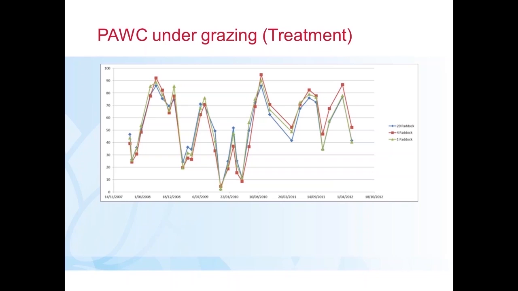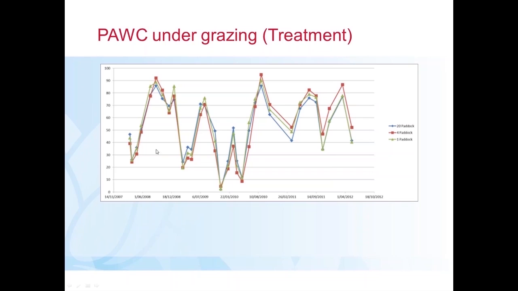And we had a couple of different grazing treatments. We were looking at what effect, if any, cell grazing or time-controlled grazing had on soil water. So we had same-size paddocks, and the one size was either divided into 20 paddocks, 4 paddocks, or 1 paddock. Then we monitored soil water under those different treatments, and you can see that there was very little effect on plant available water content under this grazing.